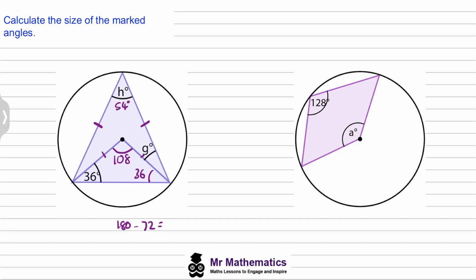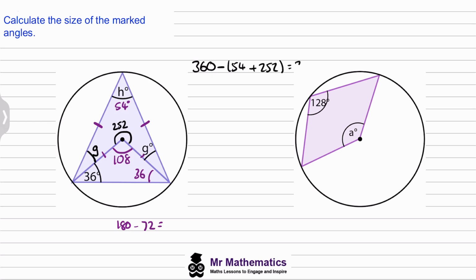And if these two lengths are also equal, then we can work out angle G using angles in a quadrilateral. But we need to work out this angle first, and we have angles about a point. So this will be 360 take away the 108, which is 252 degrees. And this angle will be the same as angle G. So we'll have the angles in a quadrilateral minus the 54 plus the 252.